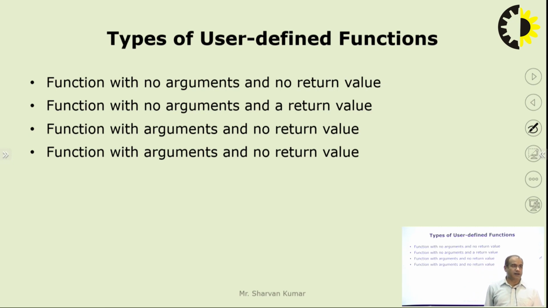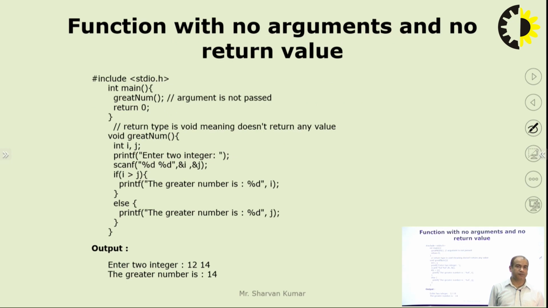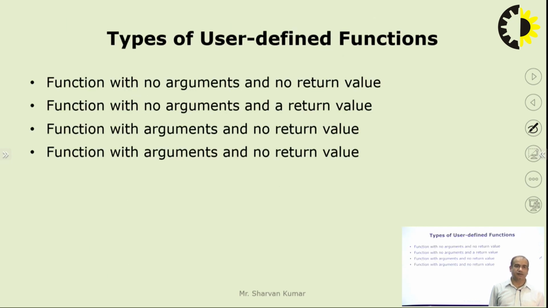Next, there are four types of categorization of functions. First is function with no argument and no return value. Second is function with no argument but a return value. Third is function with argument and a return value. Fourth is function with argument but no return value. We will see the same example for each of these categories.